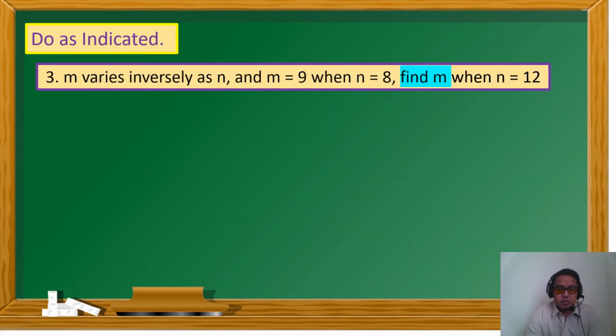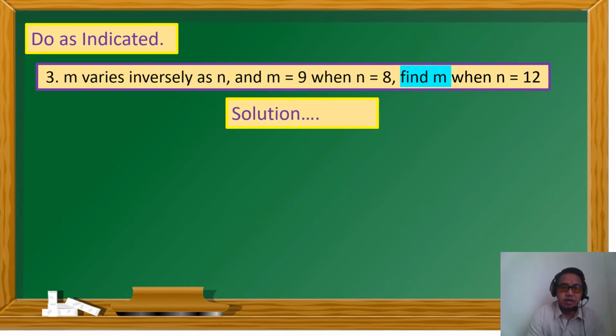Okay, so let's have number 3. If m varies inversely as n and m is equal to 9 when n is equal to 8, find m. Again, our step is to find the constant of variation. The next is to find the EOV. And then solve for the unknown using the formula, your EOV.